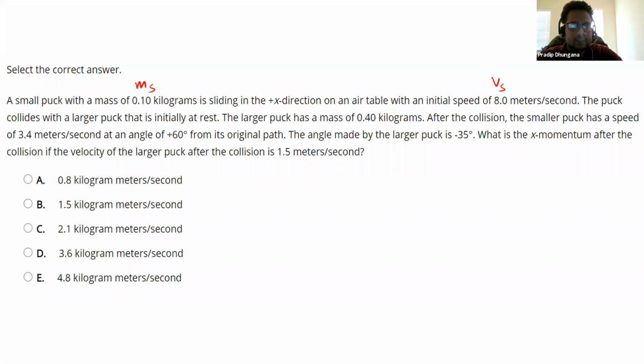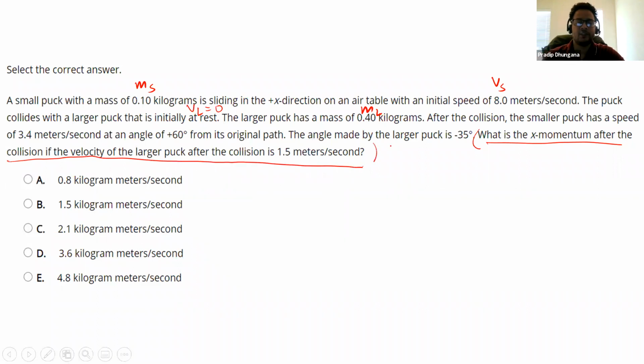The puck collides with a larger puck initially at rest. So the velocity of the larger puck is 0. The mass of the larger puck is 0.40 kilograms. After the collision, the smaller puck has a speed of 3.4 meters per second at an angle of positive 60 degrees from the original path. The angle made by the larger puck is negative 35 degrees. And the question is, what is the x momentum after the collision if the velocity of the larger puck after the collision is 1.5 meters per second?